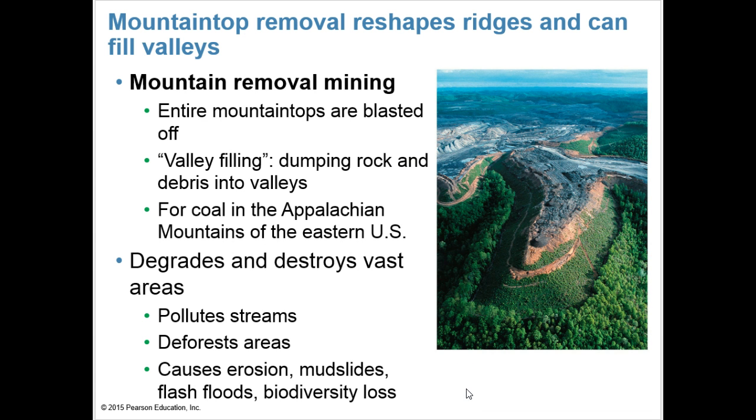Mountaintop removal reshapes ridges and can fill valleys. Mountaintop removal mining is when the entire mountaintops are blasted off. Valley filling is the dumping of rock and debris then into the valleys of the mountain. We've done this for coal in the Appalachian Mountains in the eastern U.S. It degrades and destroys vast areas, pollutes streams, deforests areas, and causes erosion, mudslides, flash floods, and biodiversity loss.